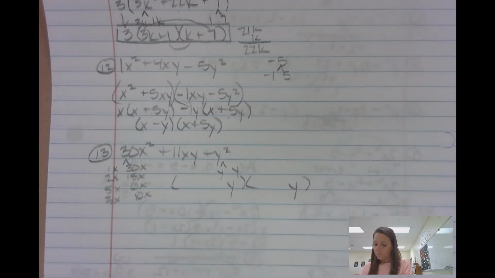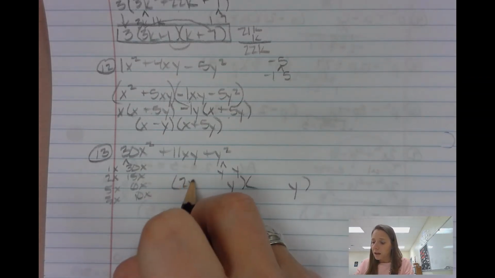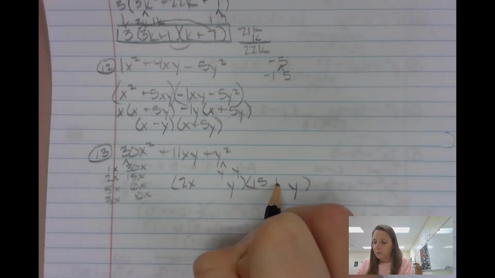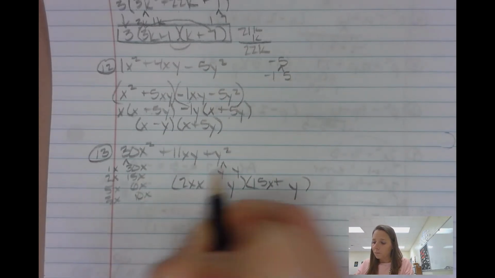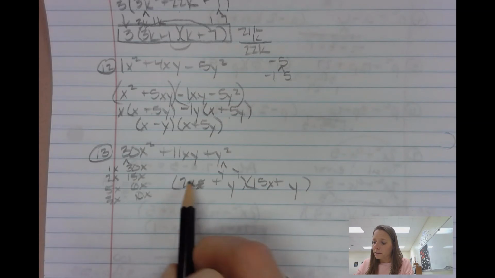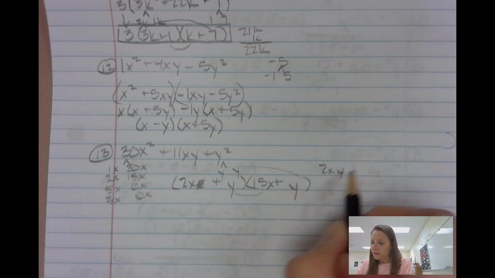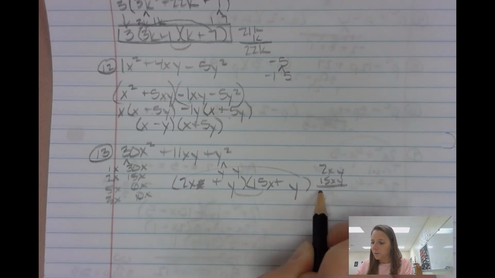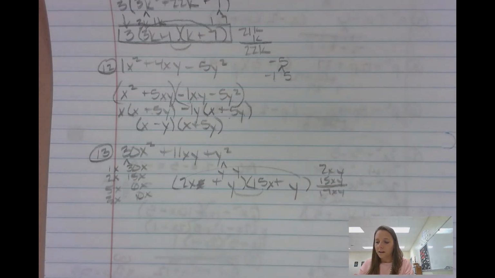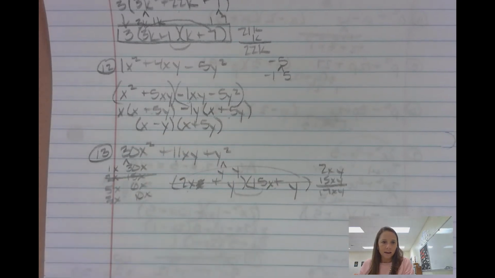Okay, so just throw something in there. Okay, so let's do 2x and 15x. So it doesn't matter which one you do. Multiply the last, that's 2xy. Multiply the middles, 15xy. That adds to 17xy. Well, what did I want? 11. So it's not that. Even if I switch these two, it's the same thing. So I can't do that.